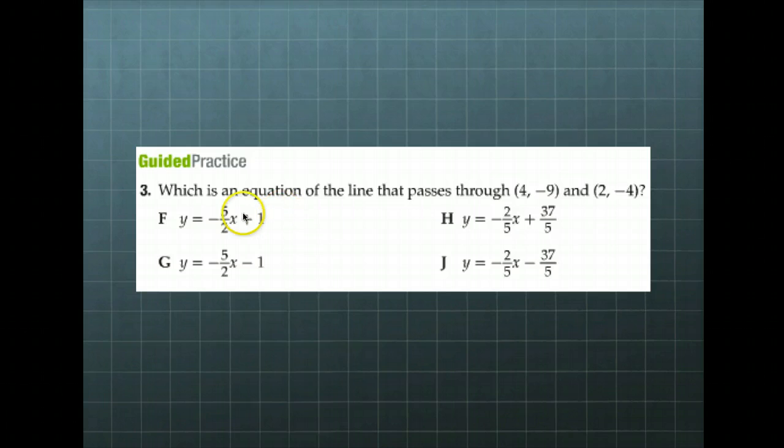Here's some guided practice. Which is an equation of the line that passes through these 2 points? So what do you need to do first? Good job. You need to find the slope first. Then you're going to substitute that slope and either one of these points into point-slope form to find out what's the equation of this line. So pause for a moment. Did you get the answer F? The answer is F. Good job. If you didn't, why don't you go back and look at your math? Maybe you just made a little error in the mathematics, in the arithmetic.